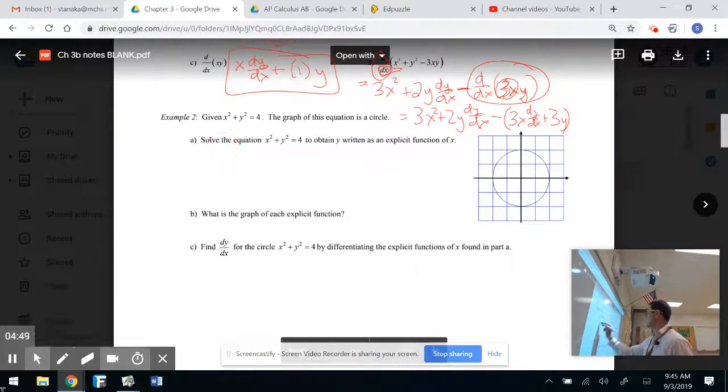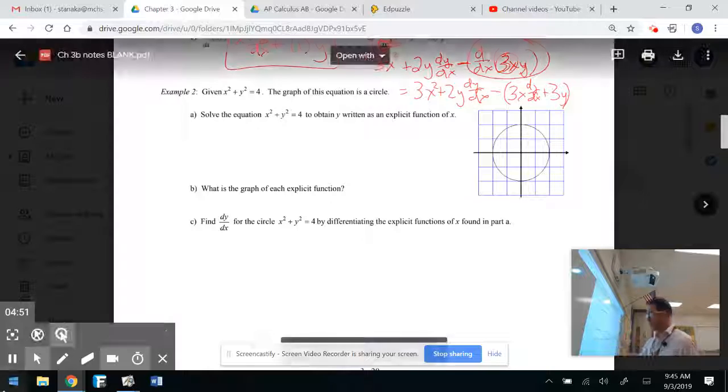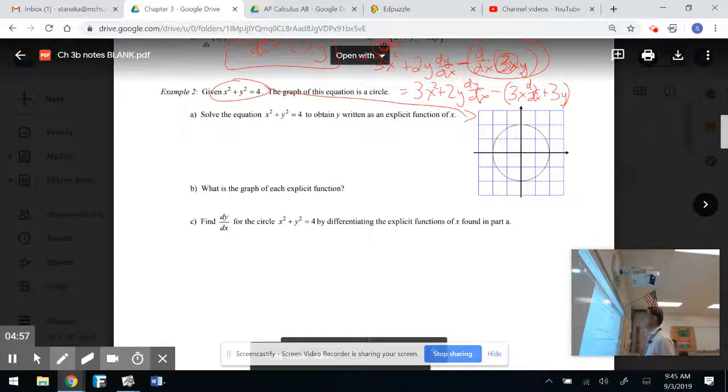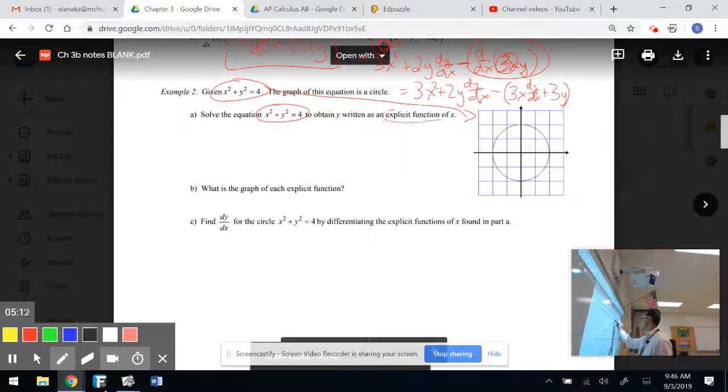In AP Calc, we do a lot of different shapes. The problem with the warm-up, class, was the equation of a circle. And I have it drawn right here for us. We're going to go over what it means to have a function written implicitly versus explicitly. This would be implicitly. But let's say I wanted to write it explicitly.